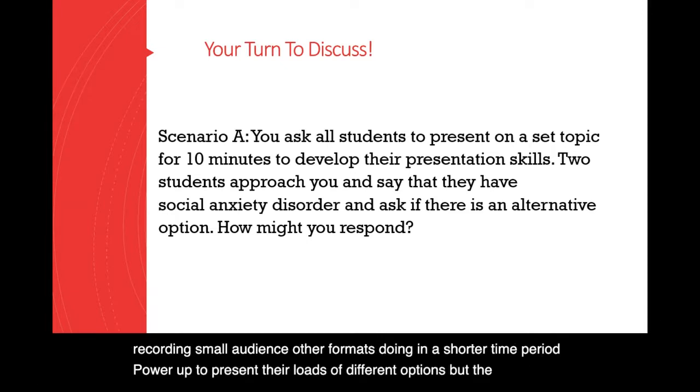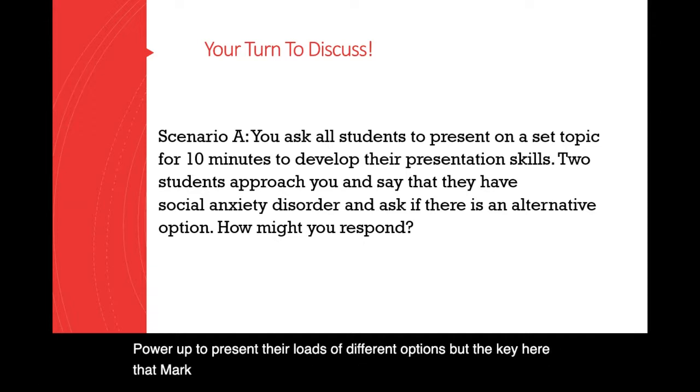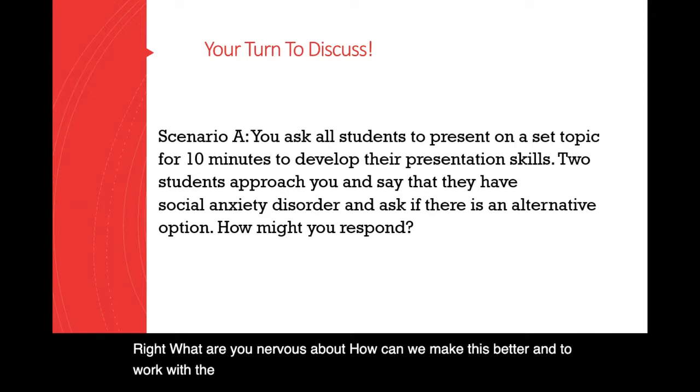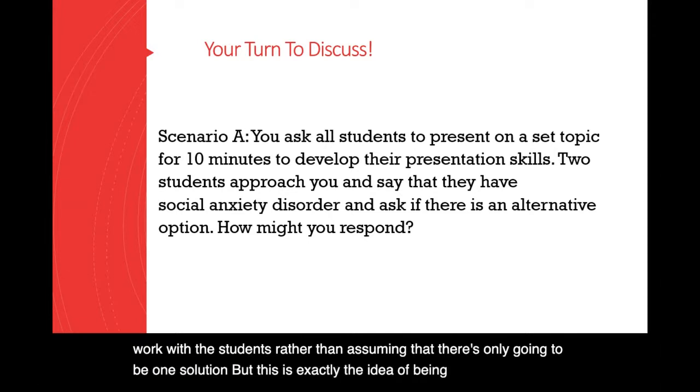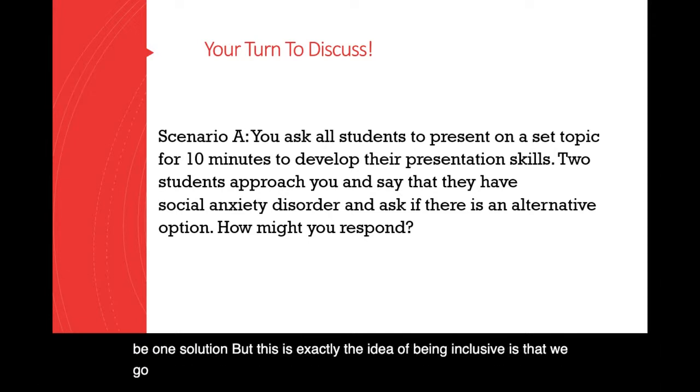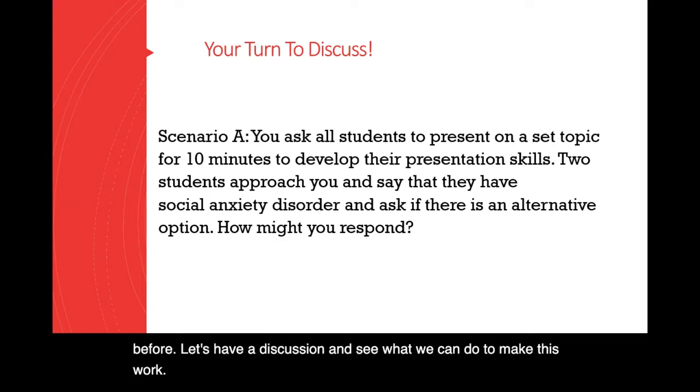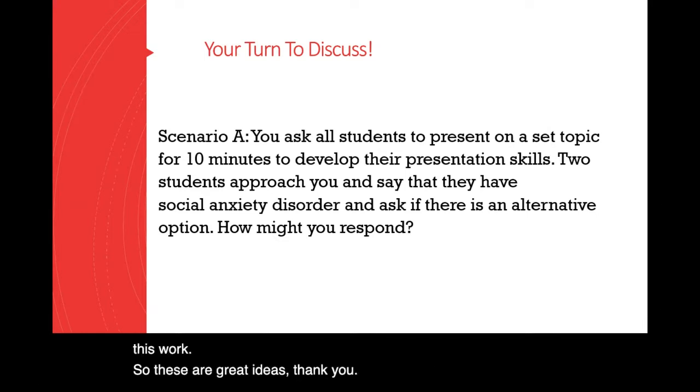But the key here that Mark and Olivia have highlighted is the first step, surely, is to ask them, right? What are you nervous about? How can we make this better? And to work with the students rather than assuming that there's only going to be one solution. But this is exactly the idea of being inclusive, is that we go, didn't really think about this or haven't had to deal with this before. Let's have a discussion and see what we can do to make this work. So these are great ideas. Thank you. We are going to move on to scenario two.